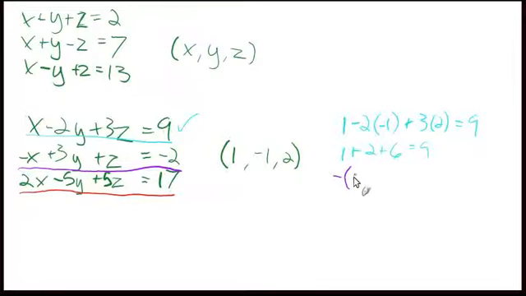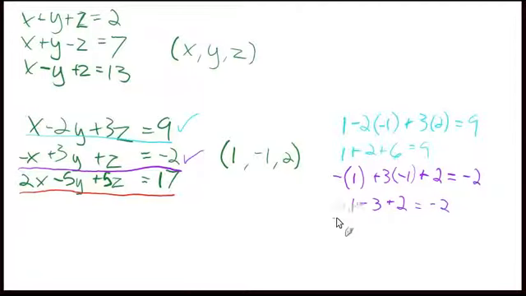Negative 1 plus 3 times negative 1 plus 2 for z equals negative 2, we hope. This is negative 1 minus 3 plus 2. So negative 1 minus 3, that'd be negative 4, plus 2 is negative 2. So it checks out here.